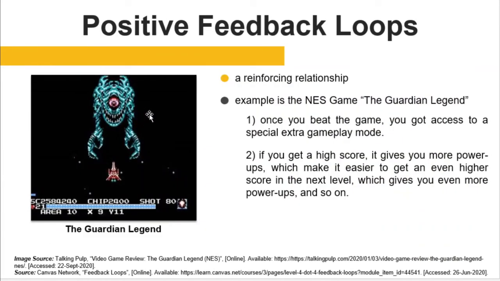A positive feedback loop is said to be a reinforcing relationship. Something happens that causes the same thing to happen again, which causes it to happen yet again, getting stronger in each iteration, like a snowball that starts out small at the top of the hill and gets larger and faster as it rolls and collects more snow.